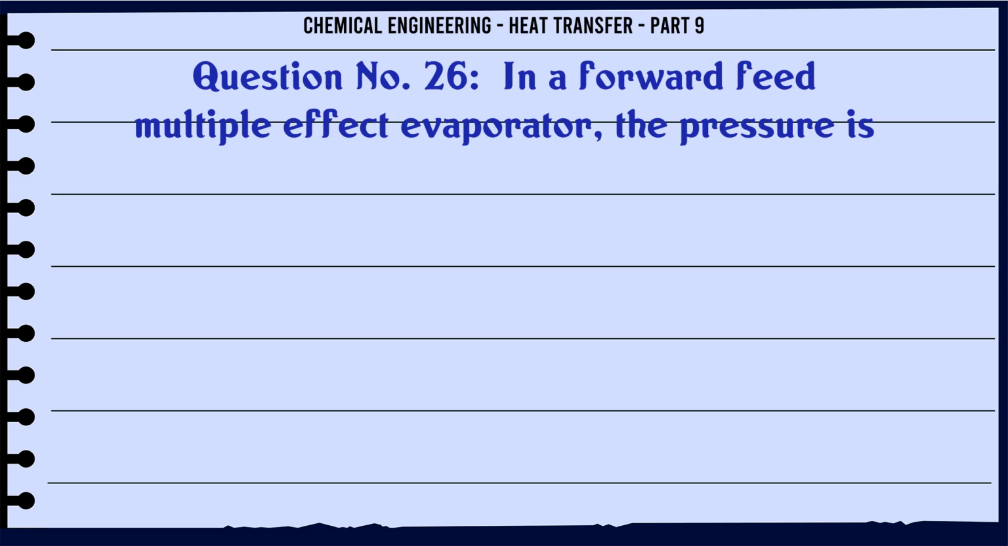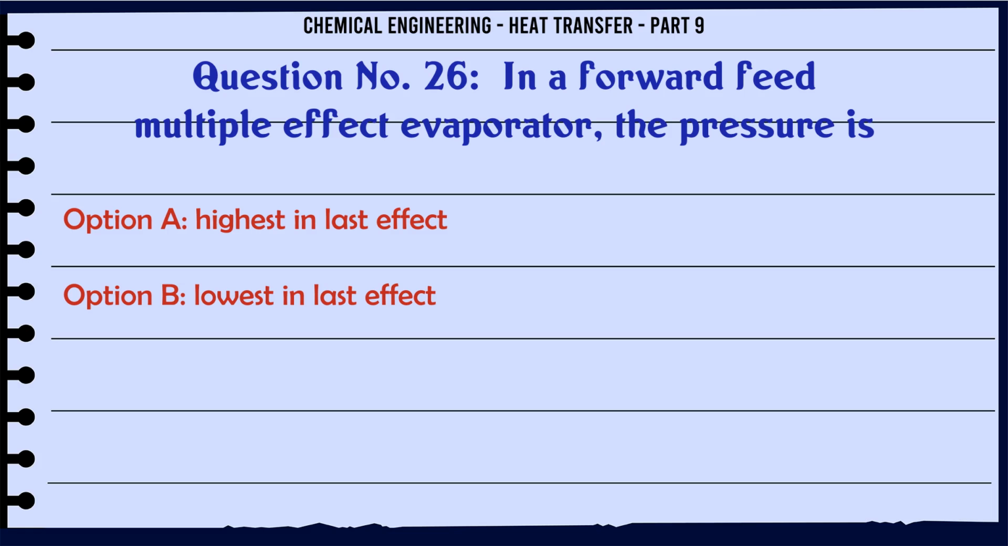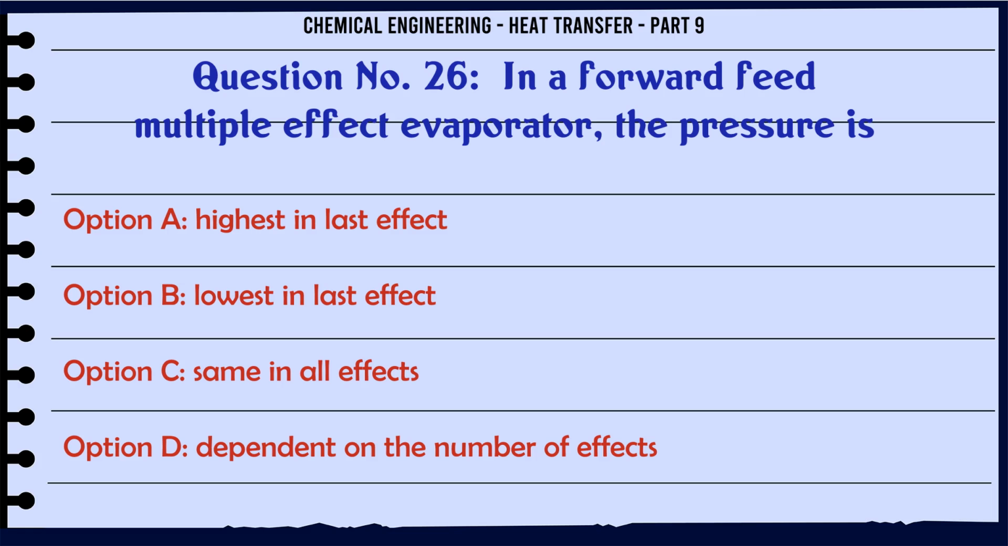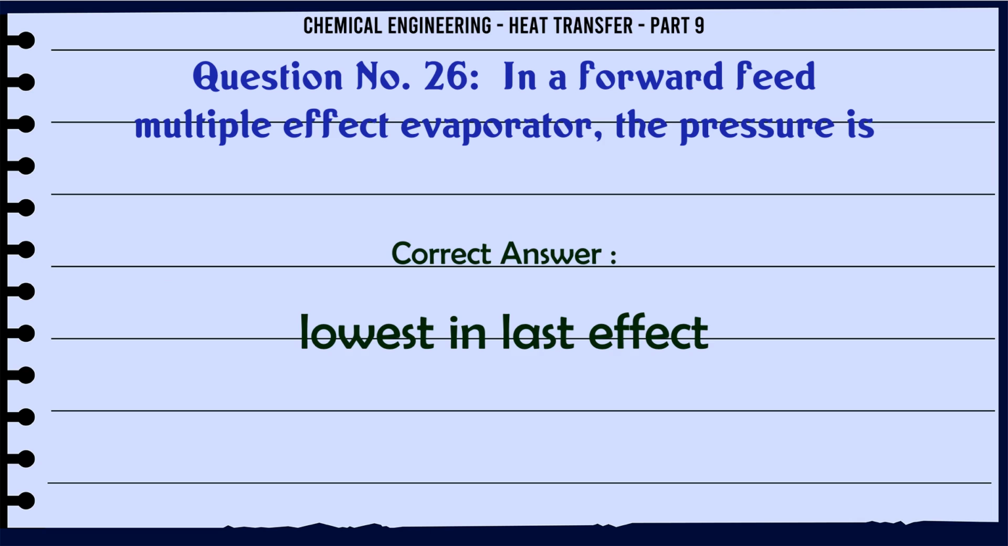In a forward feed multiple effect evaporator, the pressure is A. Highest in last effect. B. Lowest in last effect. C. Same in all effects. D. Dependent on the number of effects. The correct answer is lowest in last effect.